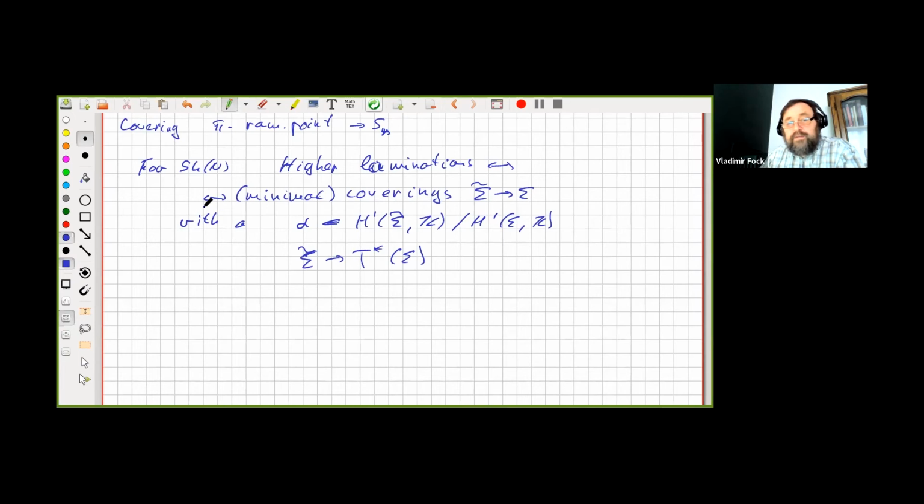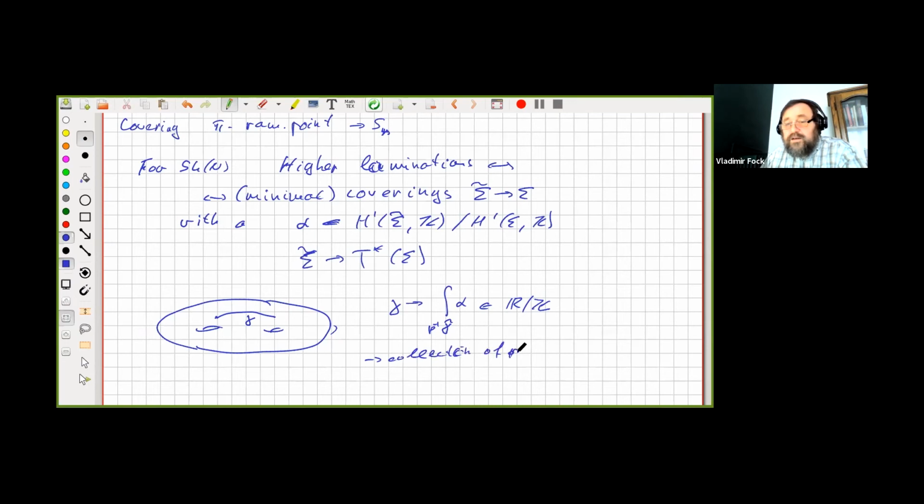This gives you a map. If you have a surface and a path gamma on the surface, then for this path you can associate an integral of alpha over the preimage of the path gamma. So this is a collection of n points in R over Z. And therefore you have a collection of points on a circle.